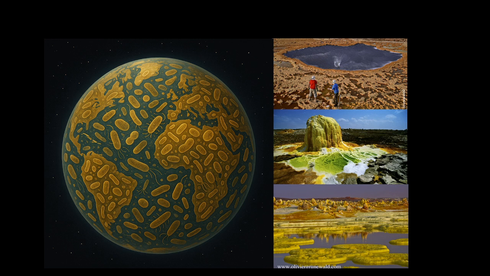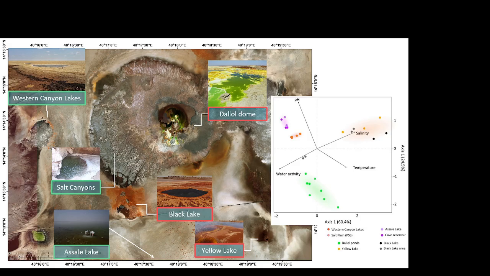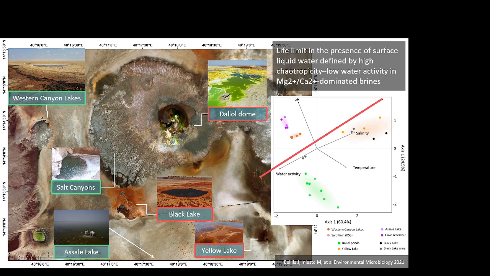So I told you in the beginning that this is a microbe world, and I purposely placed these 3 images where there is no life. There is no life here, and the reason is the physicochemical parameters. In this PCA, you can see the water activity, salinity, temperature, and pH, and we can draw the life limits here: the presence of liquid water with very high chaotropicity and low water activity, because these sites are dominated by magnesium and calcium salts.